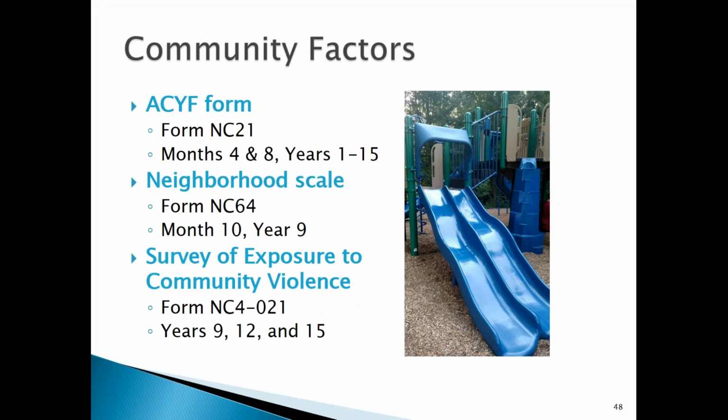Okay, so moving on from family-specific factors to community factors. Here are a few forms that contain some information related to what the community is like in which the child is growing up. I mentioned that ACYF form quite a bit. That's at almost all the time points. There's also a neighborhood scale, specifically at 10 months and then year 9. And then there's a survey of exposure to community violence at years 9, 12, and 15.